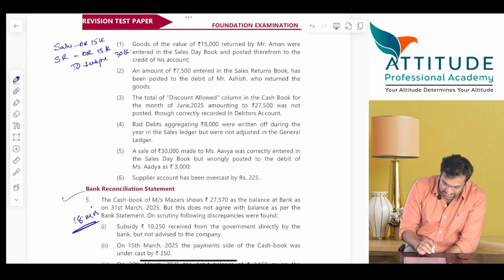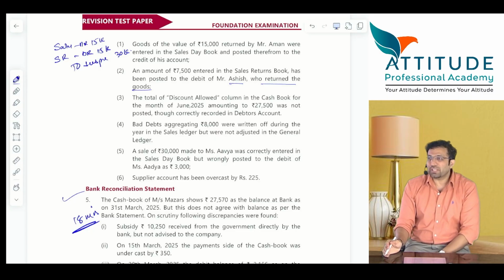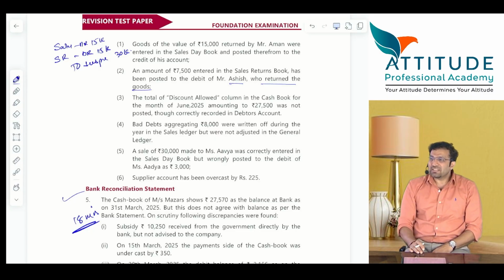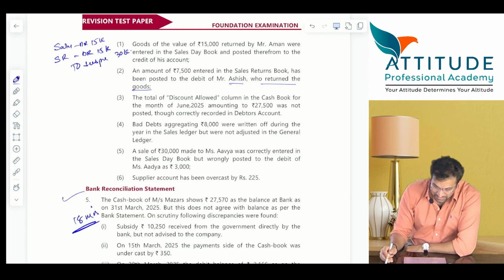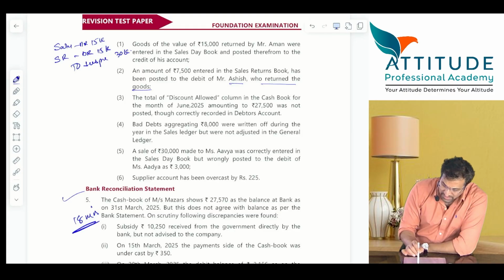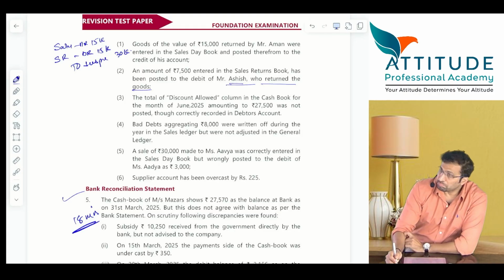Next. Tell me the second one. Amount of 7,500 entered in sales return book has been posted to the debit of Ashish, who returned the goods. Bhai Saab, you tell me what is the entry for sales return? Sales return account debit to Ashish. Ashish should be credited, right? But what have they done? Amount entered in sales return book has been posted to the debit of Ashish. Entry.